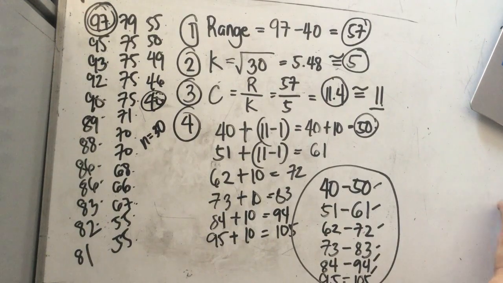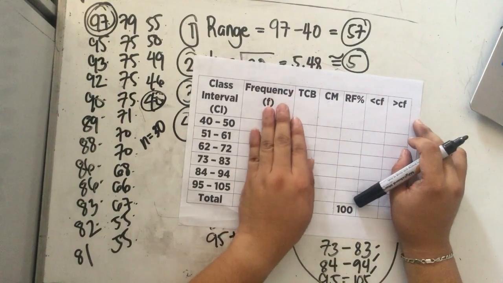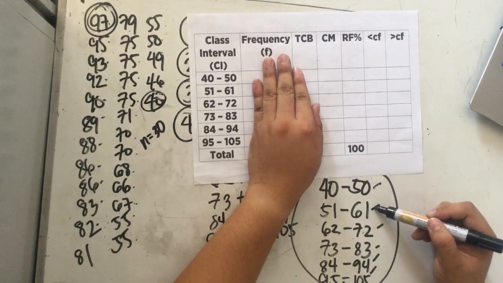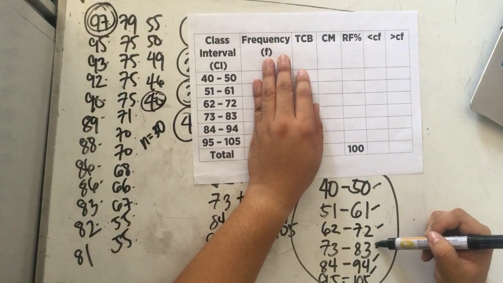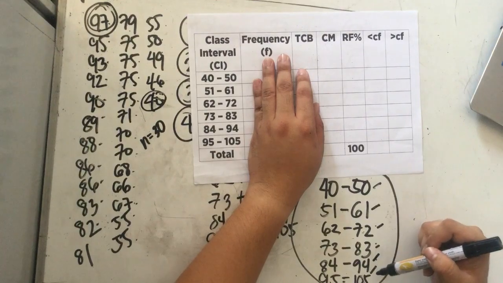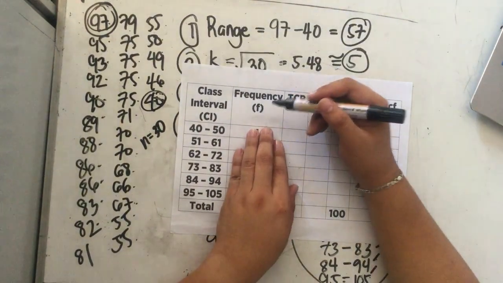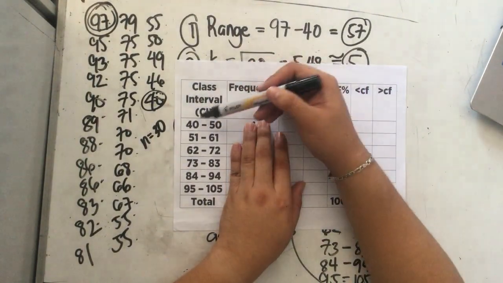Okay? So, kanina kinuha na natin si class interval. So ito na yung class interval natin. 40 to 50, 51 to 61, 62 to 72, 73 to 83, 84 to 94, and 95 to 105. So to get the frequency, bibilangin lang natin kung ilan yung makakapasok na data natin dito sa interval na to.